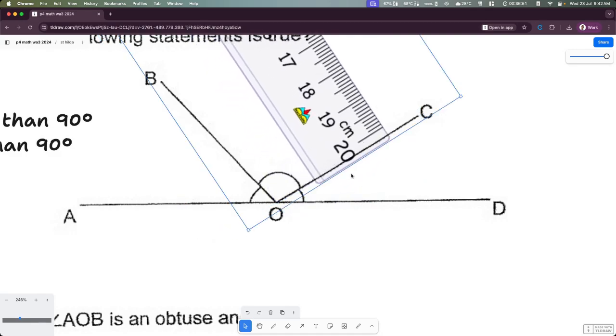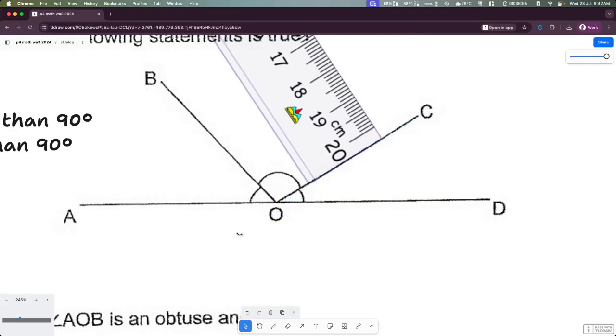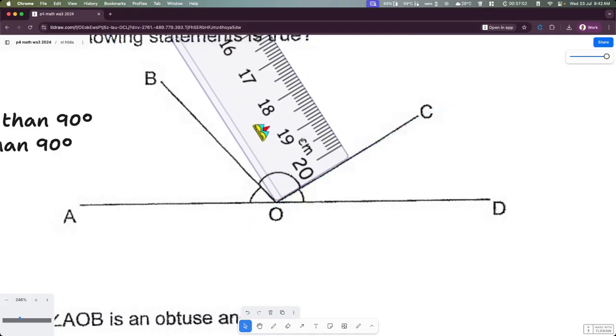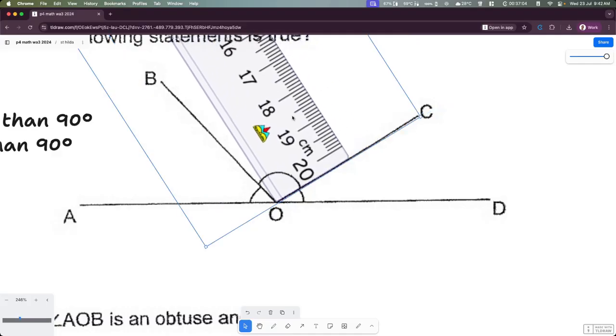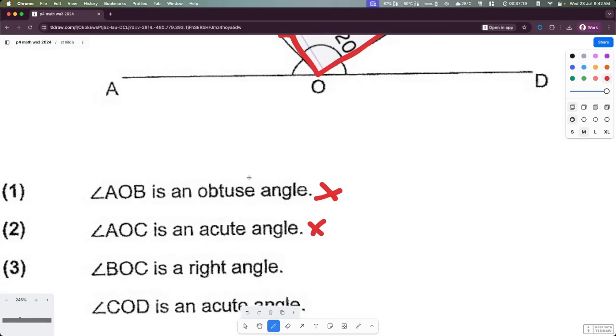So we're going to align one side of the ruler straight, something like this, and then slide it over. That's what you see over here. So is this 90 degrees? No, it's not. It is actually more than 90 degrees, because there's some space over here. So it's not 90 degrees, or it's not a right angle. Sadly, this is wrong as well.